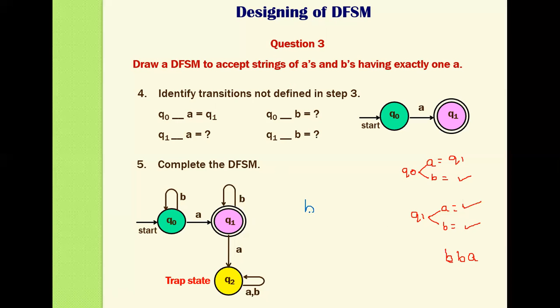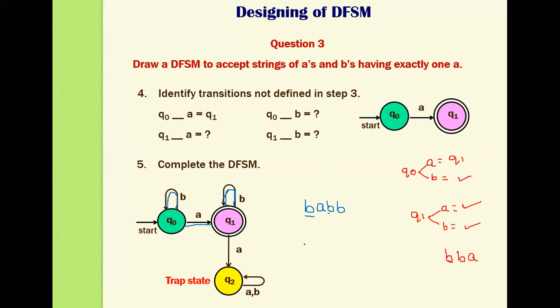Let us say B A B B. This is one example, and we will check whether it will be accepted or not. How do you read B? I am going and reading this B. This is done. Now A, so I will go read A. Now B, so it will be a self loop. Again, there is one more B, and again it will be a self loop. And which is my state? Final state, Q1. So positive.